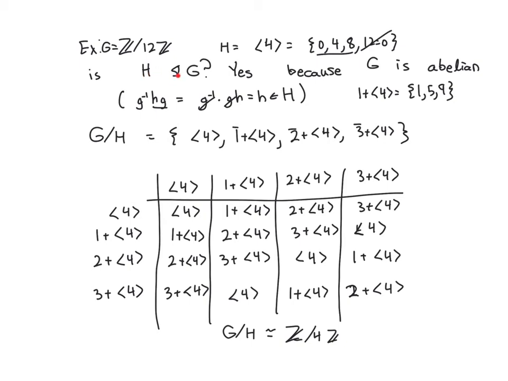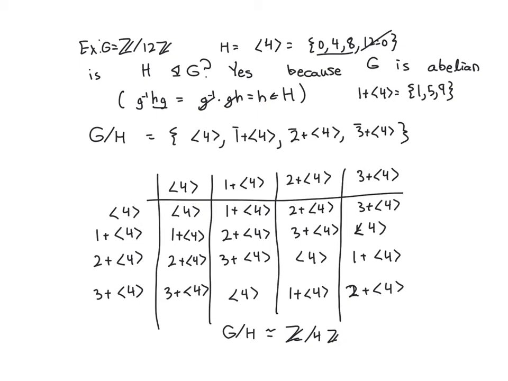Is H a normal subgroup in G? Well, yes. Whenever G is an abelian group, every subgroup is a normal subgroup. Why? Because if you look at this conjugation condition, g inverse times hg is equal to g inverse times gh, because h and g commute. And g inverse times g cancels, and you have h.